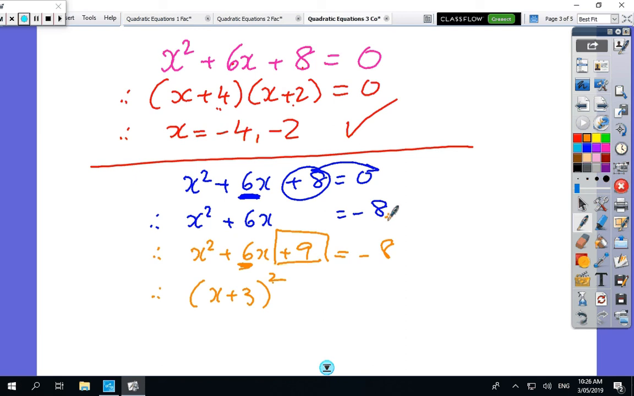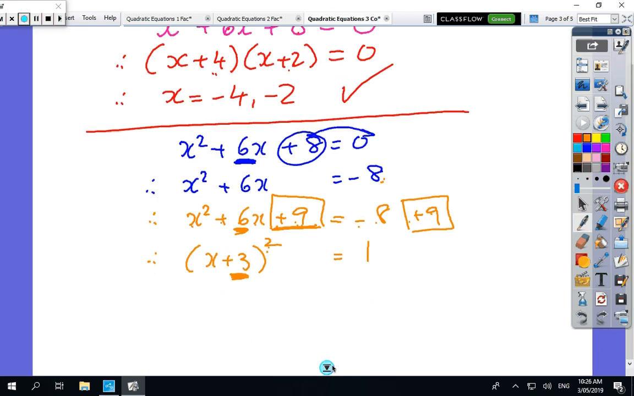This 8 went across to become minus 8, and there was a space here, but we need 3 squared to equal 9 to get your a squared plus 2ab plus b squared. Now I've added 9, I've just made up a 9, so to keep the balance I just have to add 9 on that side, and then the two 9s keep the balance. But now x squared plus 6x plus 9 is (x plus 3) squared, and minus 8 plus 9 equals 1.